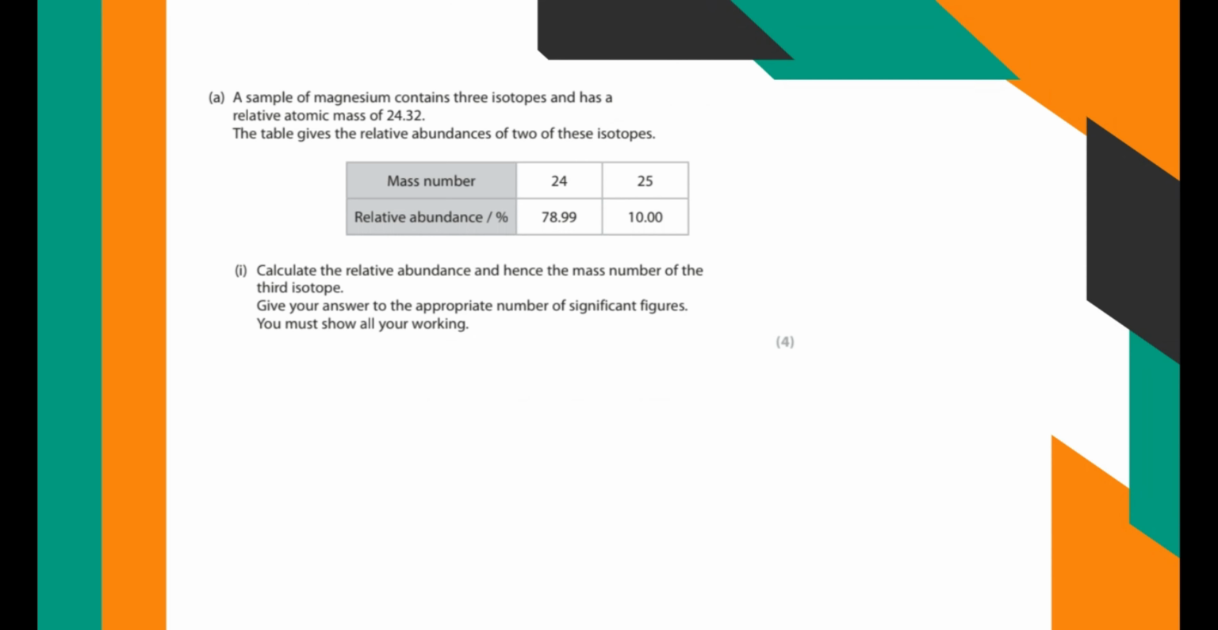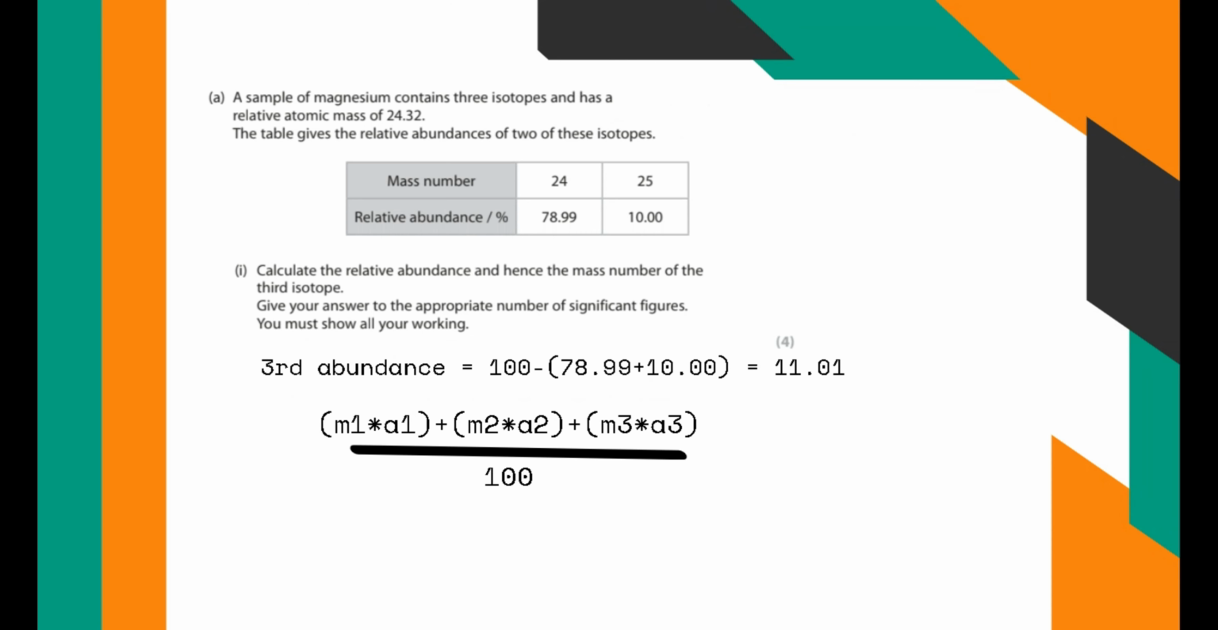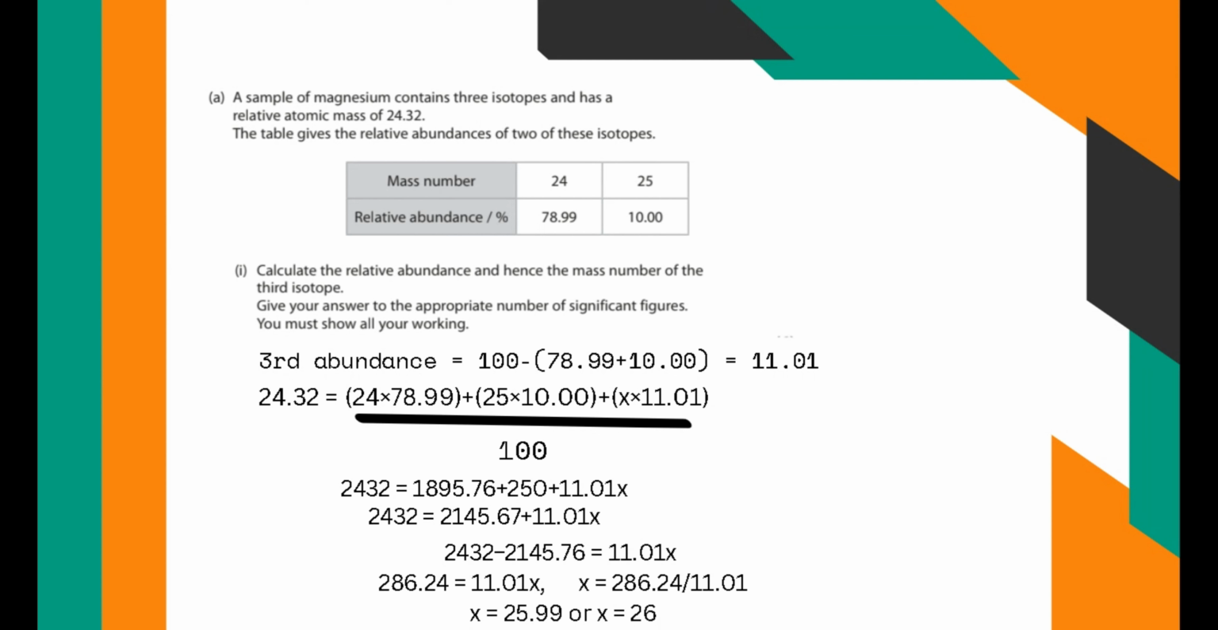11.01%. Now if you remember, the formula for the atomic mass is the sum of all masses times their abundances, then divided by the sum of all abundances, which is just 100. Now we substitute the known values. So 24.32, which is the atomic mass, equals 24 times 78.99 plus 25 times 10 plus X times 11.01, divided by 100. We shift the 100 to the other side, multiply by 24.32.